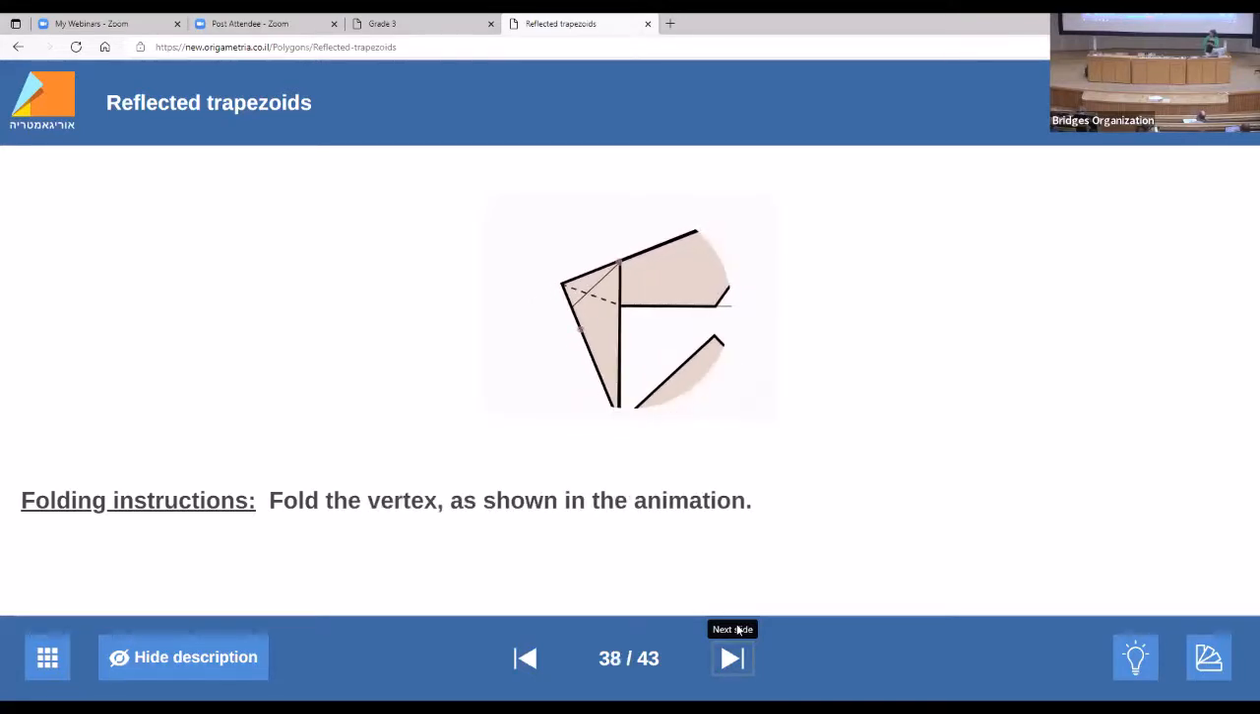And now we want to make the horse a small tail. So we take the small vertex and we fold it. I hope everybody has a horse.